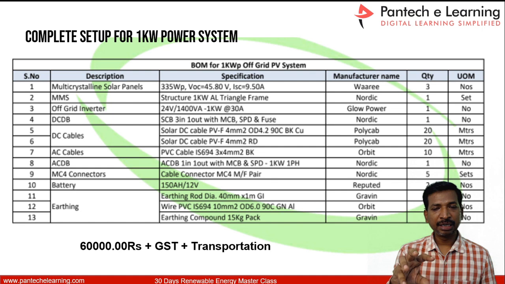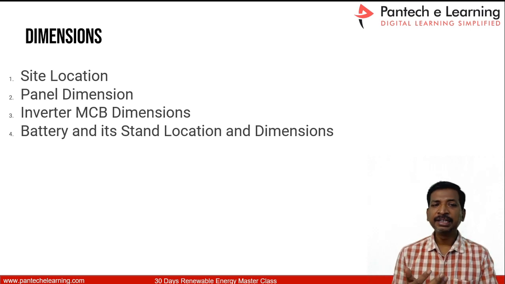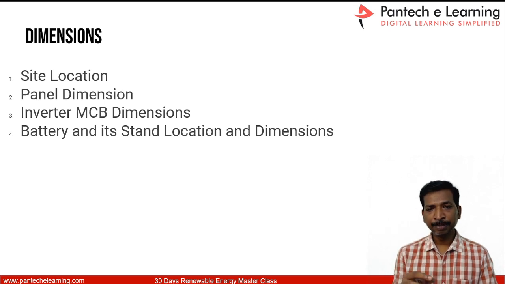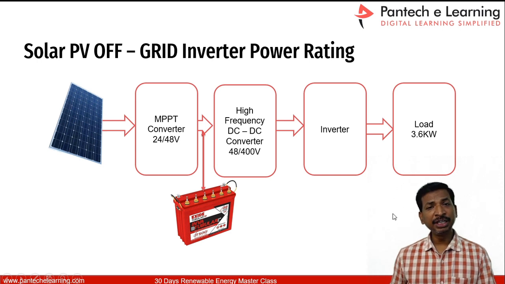It's the electrical items. Similarly, the other information, like what the site location is, what the panel dimensions are, the inverter and MCB dimensions, and the battery and stand dimensions, along with the locations where you are going to place these items. The outdoor units are the panel and the mounting structures. The remaining are the indoor units.